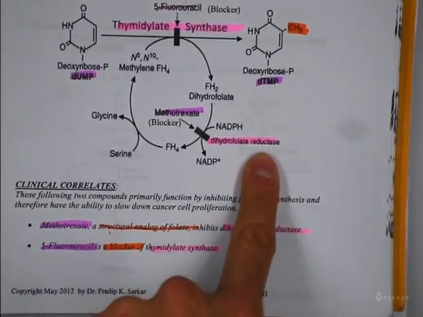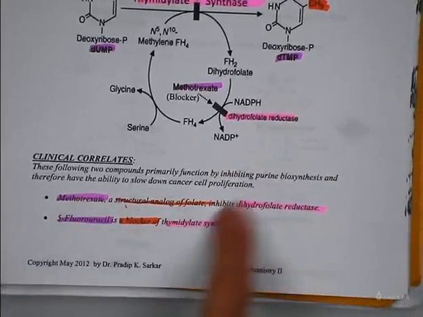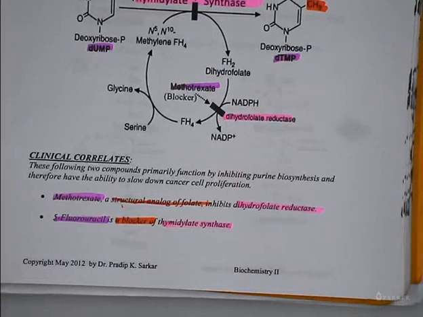Methotrexate shuts down dihydrofolate reductase because it's a structural analog of folate. Who wants to take a guess at what type of inhibition methotrexate does to that enzyme, dihydrofolate reductase? It can be allosteric, and if it's allosteric, it can be competitive or non-competitive. Which is it? Competitive. Why? Because it looks the same. Because it's a structural analog. Anything that's a structural analog means it's going to bind to the same place.